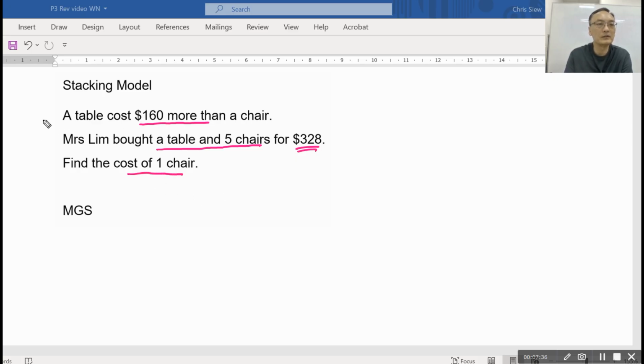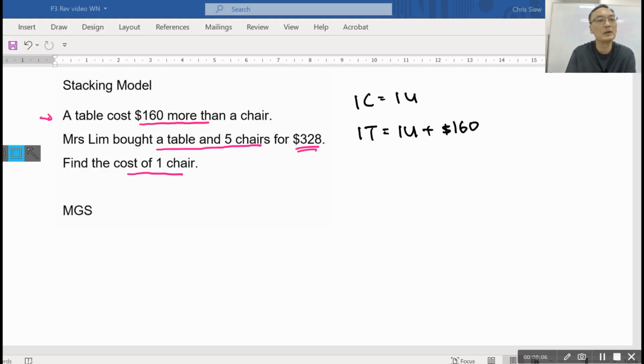Now, based on the first statement, we will know that the cheaper item must be the chair. So we can write 1 chair is equivalent to 1 unit. And the table costs more than the chair by 160. So 1 table is equal to 1 unit plus 160. So this is the basic information. So now we're going to use a model to sketch out this group of items that cost $328.